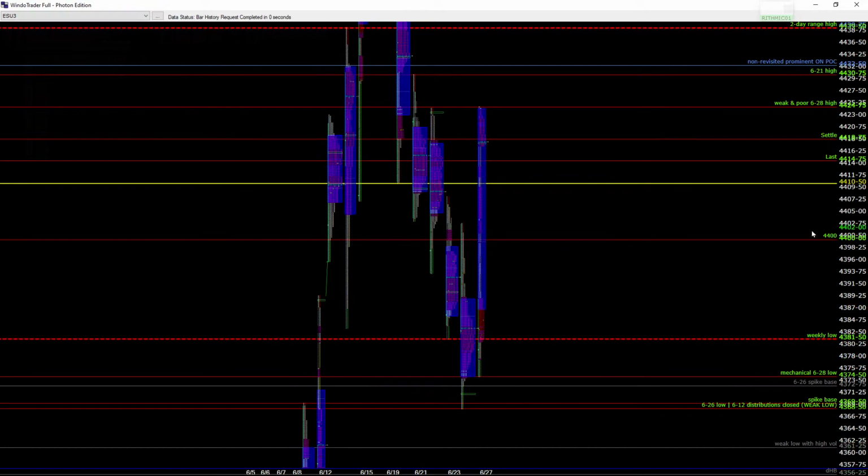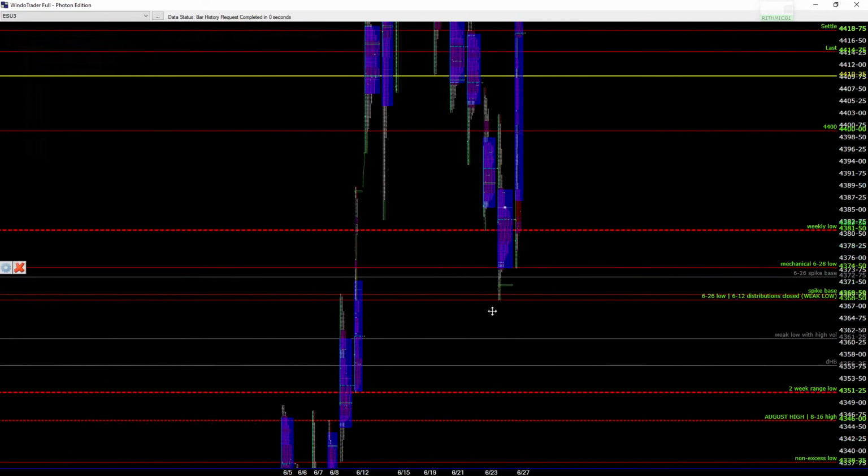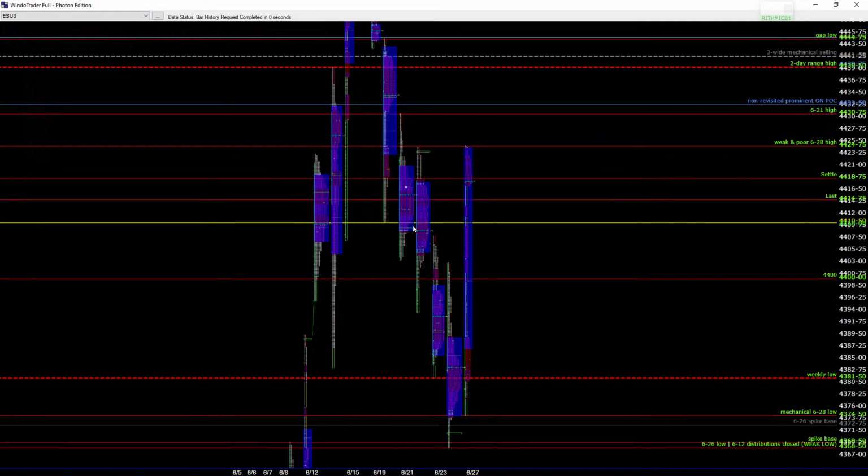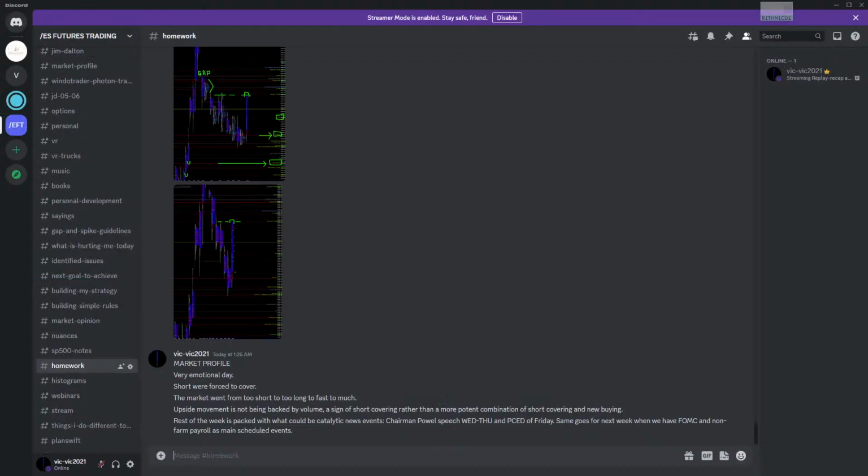Tomorrow, I'm going to be watching this high and the 4400. I mean, the whole range could be. I have some bias to the upside, but the low side is very questionable. Mechanical low here. This could be a removal of shorts here. But I am neutral in this market. I am as neutral as I can be.